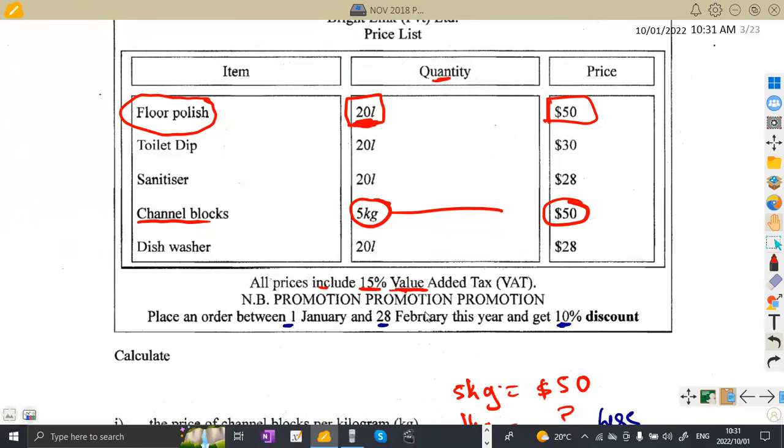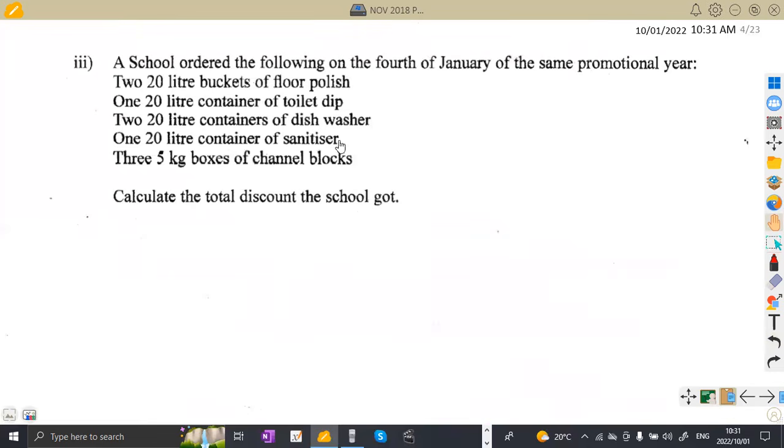NB, promotion: place an order between 1 January and, which means in between this, and you are going to get a 10% discount from that. You're going to have a discount of 10%. Okay, now let us see what happened. So which means by doing this, this school is going to have a discount of 10%.